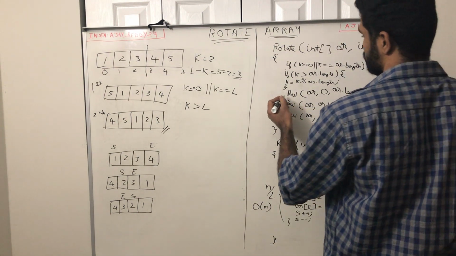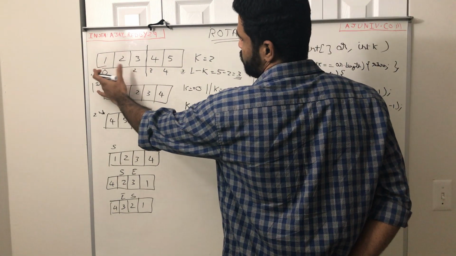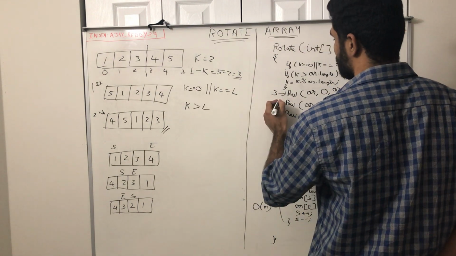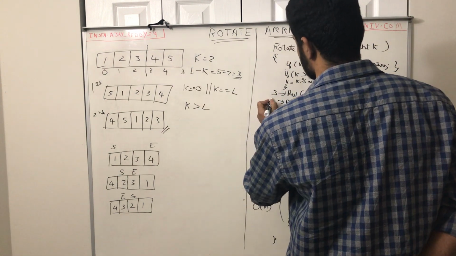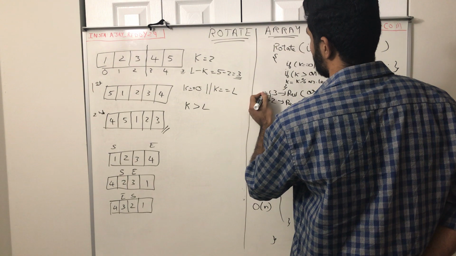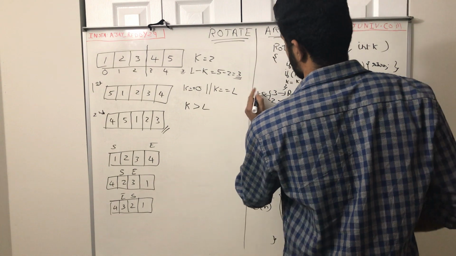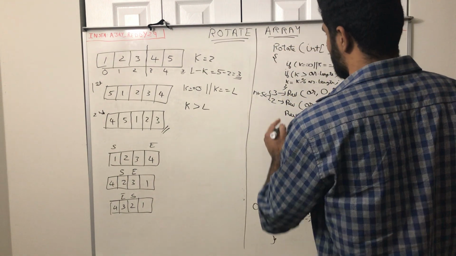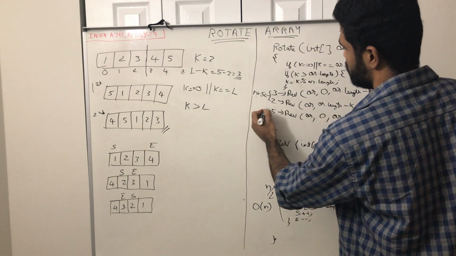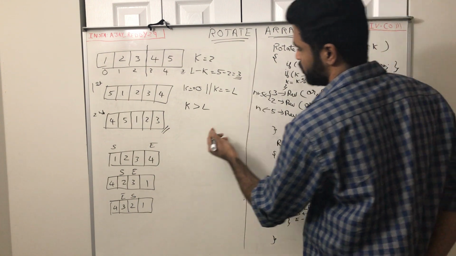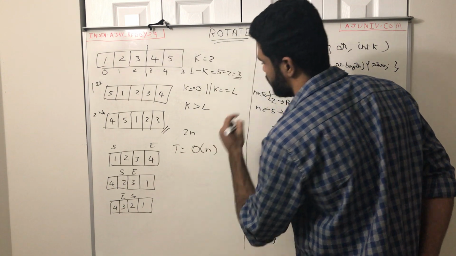Now here we are performing 3 reverse operations. Here we are reversing the left subarray, which is having 3 elements in this example, and here we are reversing the right subarray, which is having 2 elements. So adding these 2 gives us 5, which is equal to n. And this one we are having 5 elements. We are reversing 5 elements, which is equal to n. So it is n plus n, that would be 2n. So 2n is nothing but time complexity would be big O of n, which is linear time.